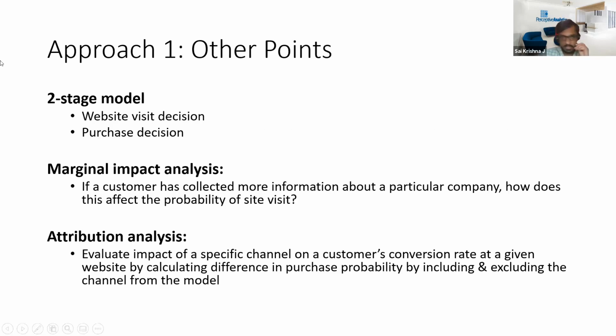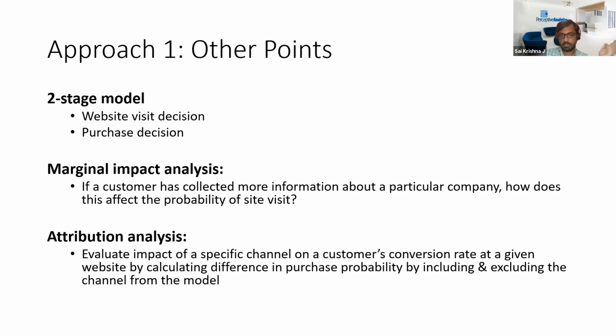And like I said, this is a two-stage model. First, they model whether a customer is likely to visit a particular website. And then if he visits that website, how likely is he to make the purchase on that website? That is the second model. So this is what we call a two-stage model. This is also called the stacking model.